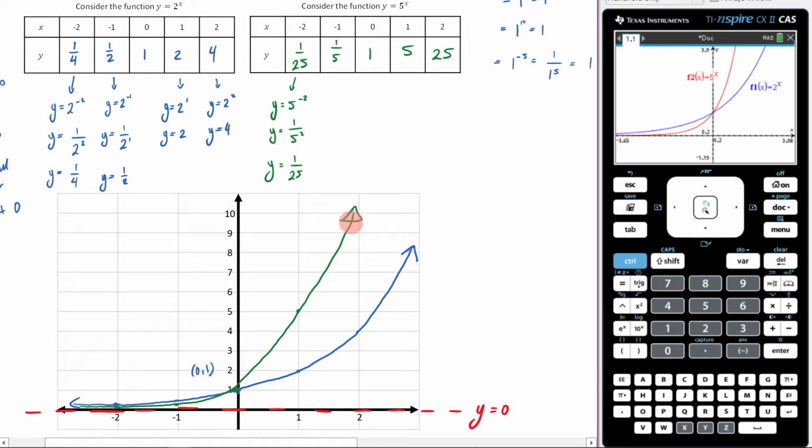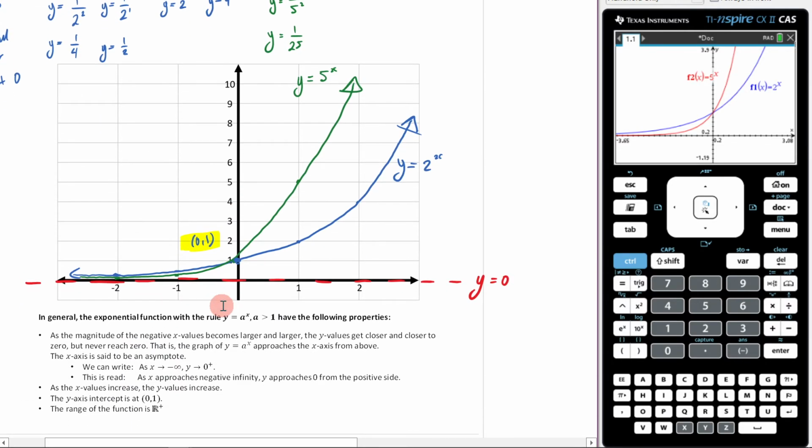So that's what you've got to get your head around: when my base is a bigger number, I'm going to get smaller values when my x's are negative, but bigger values when my x's are positive. So that's how you've got to think about it. This green graph is y equals 5 to the x, and this blue graph here is 2 to the x. Take note of the fact that our y-axis intercept is the same for both of them. And also take note that we still have the same asymptote occurring here.